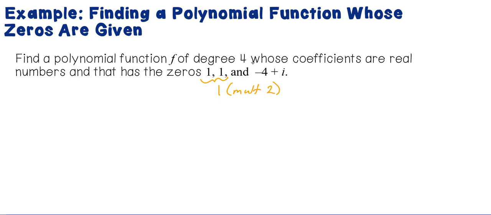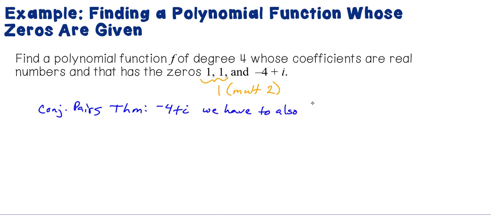There's four degrees, so we only have 1, 2, 3 zeros listed, so we're missing one. And remember, according to the conjugate pairs theorem, if we have negative 4 plus i, we have to also have negative 4 minus i. Okay, so both of those have to be zeros.